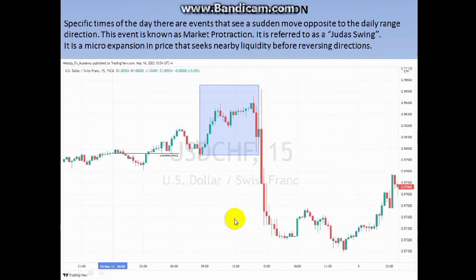Now the last thing we're going to be looking at on this is market protraction. At specific times of the day, there are events that see a sudden move opposite to the daily range direction.